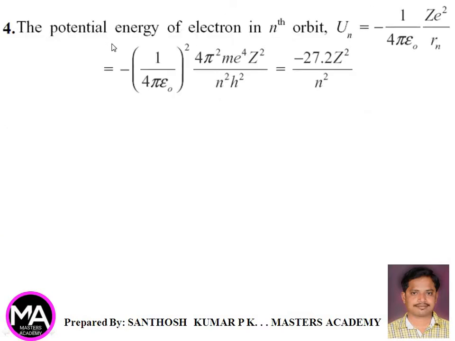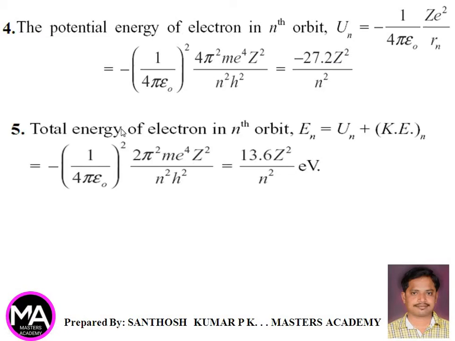Next formula, the potential energy of electron in nth orbit is Un equal to minus 27.2 into Z square by n square. That is, potential energy is also directly dependent on the square of the atomic number and inversely dependent on the square of the number of the orbit.